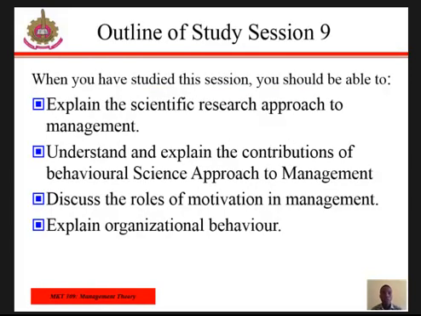Outline of study section 9. When you have studied this section, you should be able to: 1. Explain the scientific research approach to management, 2. Understand and explain the contributions of the behavioral science approach to management, 3. Discuss the roles of motivation in management, and lastly, explain organizational behavior.